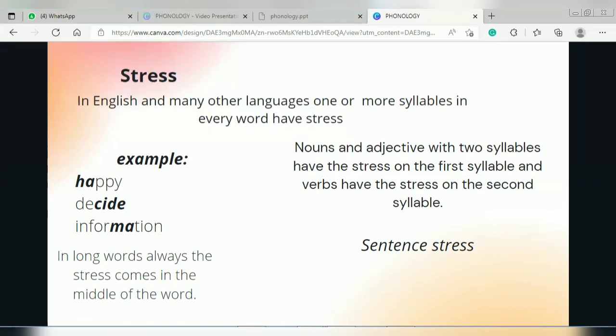And also we have sentence stress. This is the combination of words into a phrase or sentence, and one syllable receives more stress than others.